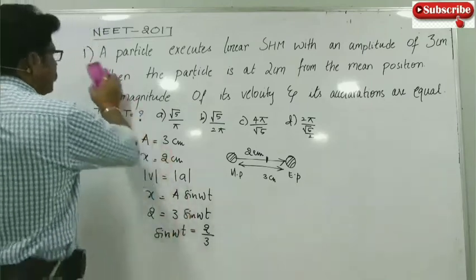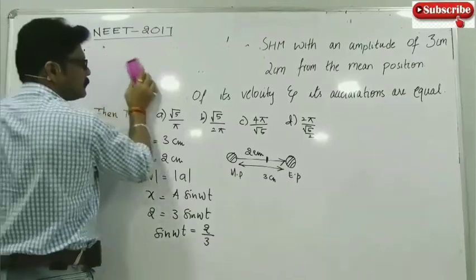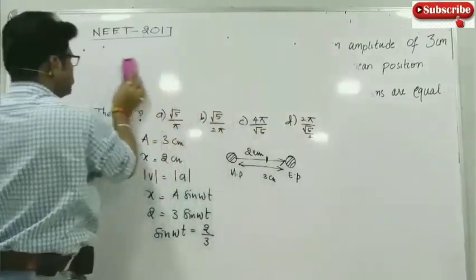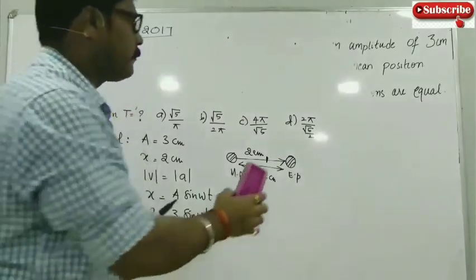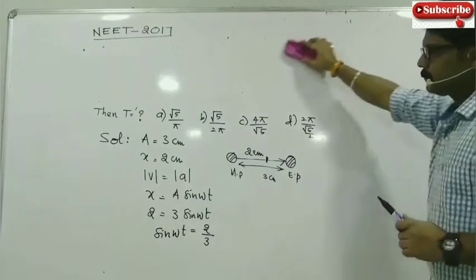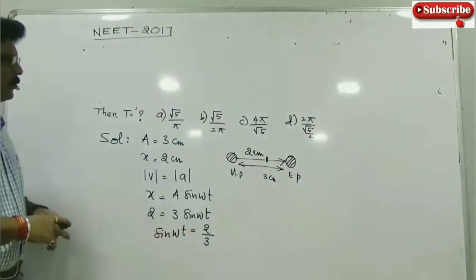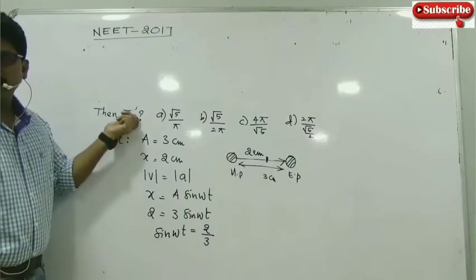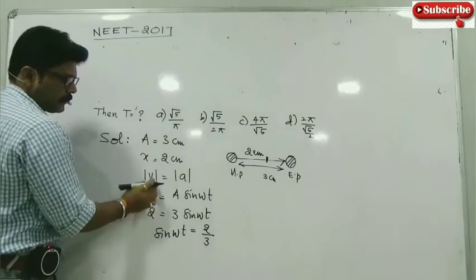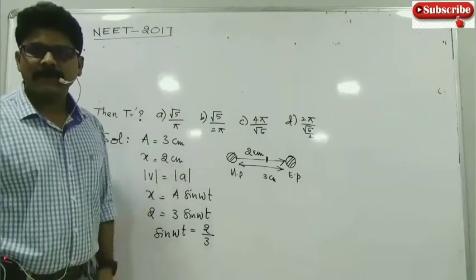Okay. Now, given the problem, we have sin omega t equals 2 by 3. He is asking for the time period, we want the time period. Just differentiate to get velocity, and differentiate again to get the acceleration.